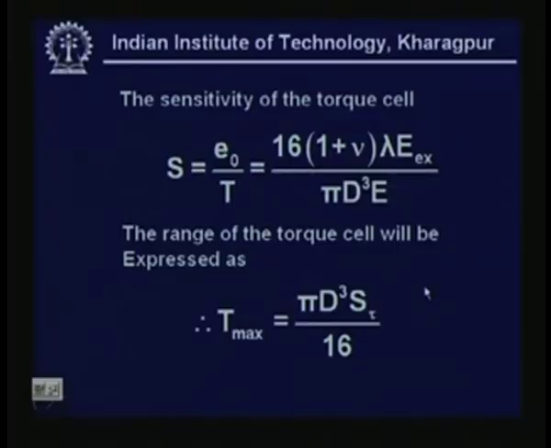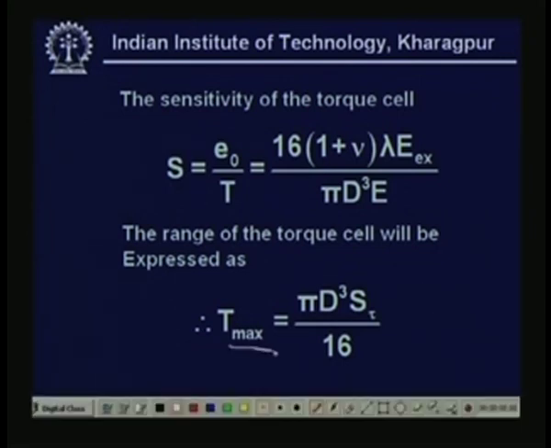Now, the sensitivity of the range of the torque cell will be given by pi d cube, T max, the maximum value of the torque, equals pi d cube S tau by 16, right. So, if you reduce D, obviously the value of the maximum torque also will be reduced. If you reduce D, at the same time S tau also will reduce. So, obviously T max also will reduce. So, you have to make a compromise between the sensitivity and the range of the torque cell, right.